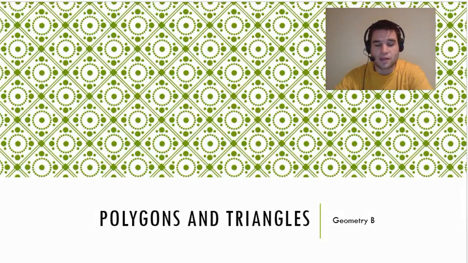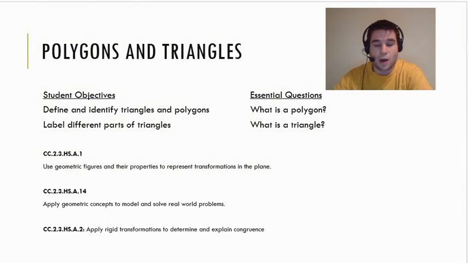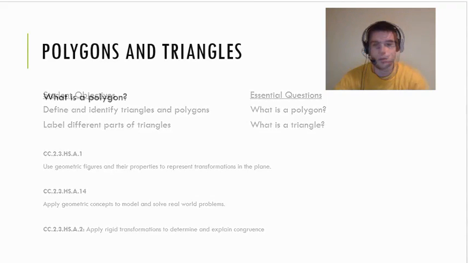Hey guys, this lesson we're going to be talking about polygons and triangles. Our student objectives for this lesson are to define and identify triangles and polygons, and also to label different parts of a triangle. The essential questions: what is a polygon and what is a triangle? And then below you have your standards.